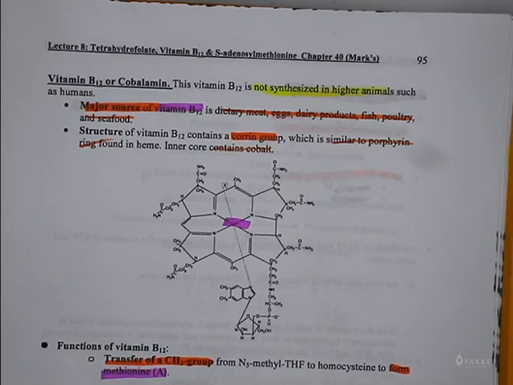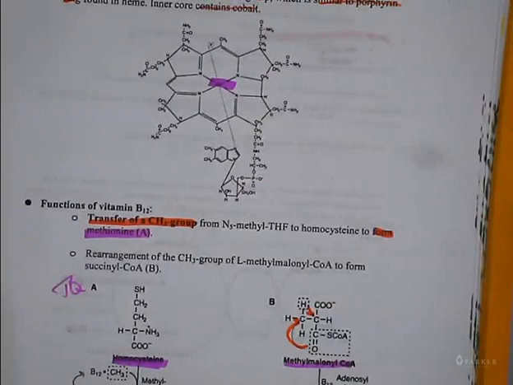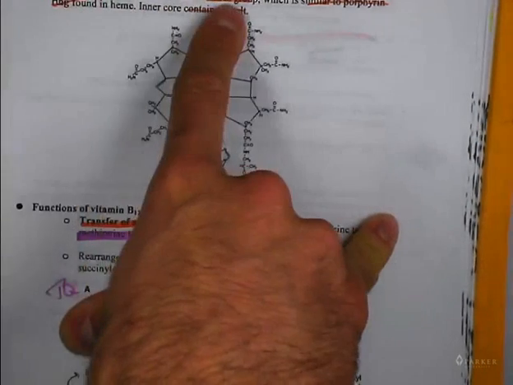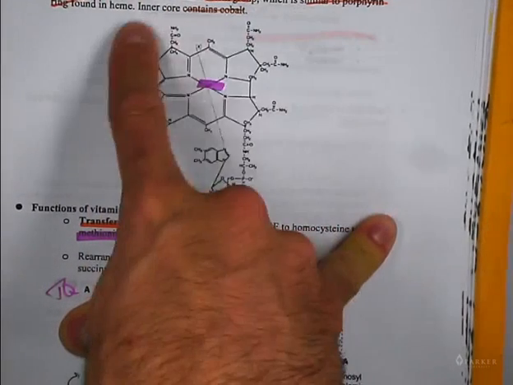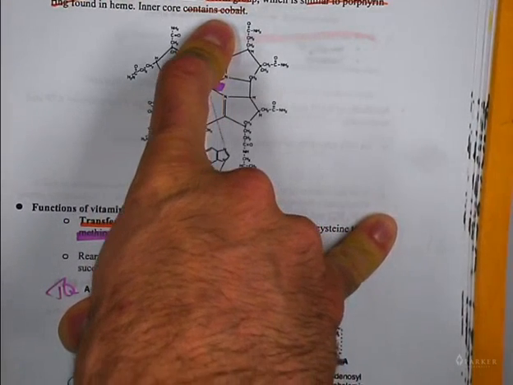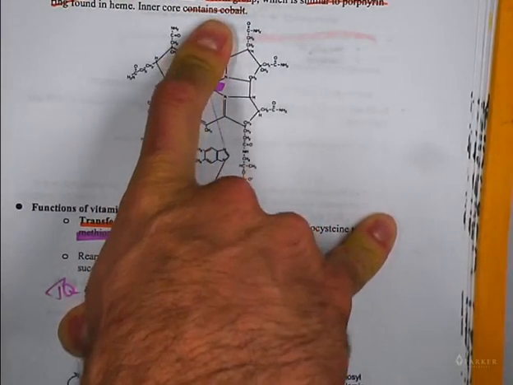Porphyrin ring. So the structure of B12 looks almost identical to a heme group. The only difference is the ion in the middle. The ion in the middle in B12 is cobalt, which is why the AKA for vitamin B12 is cobalamin. Cobalamin. What's the ion in the middle of a heme group? Fe, iron. Good. So vitamin B12 contains a corrin group in the middle, which is similar to porphyrin, except it contains cobalt. Please know that the center ion in B12 is cobalt.